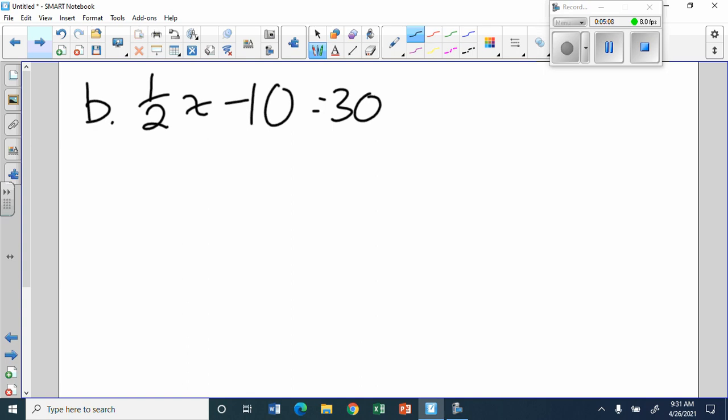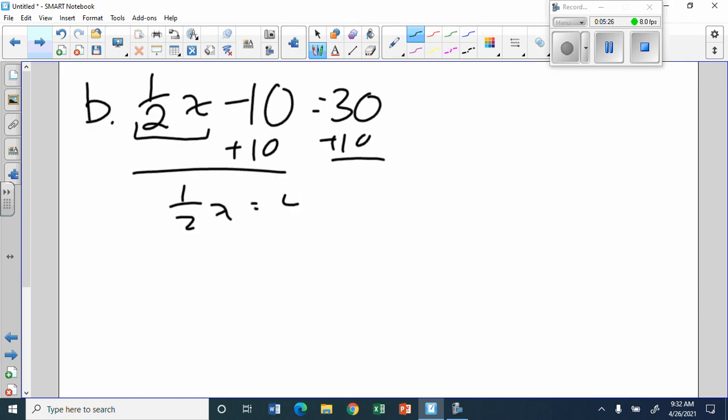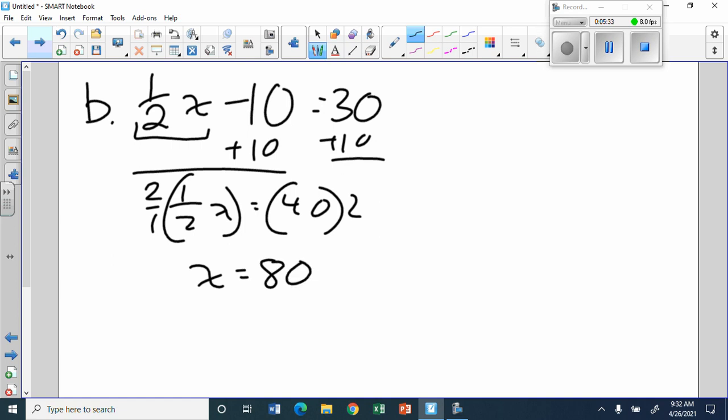Okay? What do I do to solve this? This is tomorrow's lesson, actually. Yeah, because we have this term here is my x term, so I'm going to add 10 to both sides. So half of x equals 40, multiply by 2, x equals 80. x equals 80. So any questions with that?